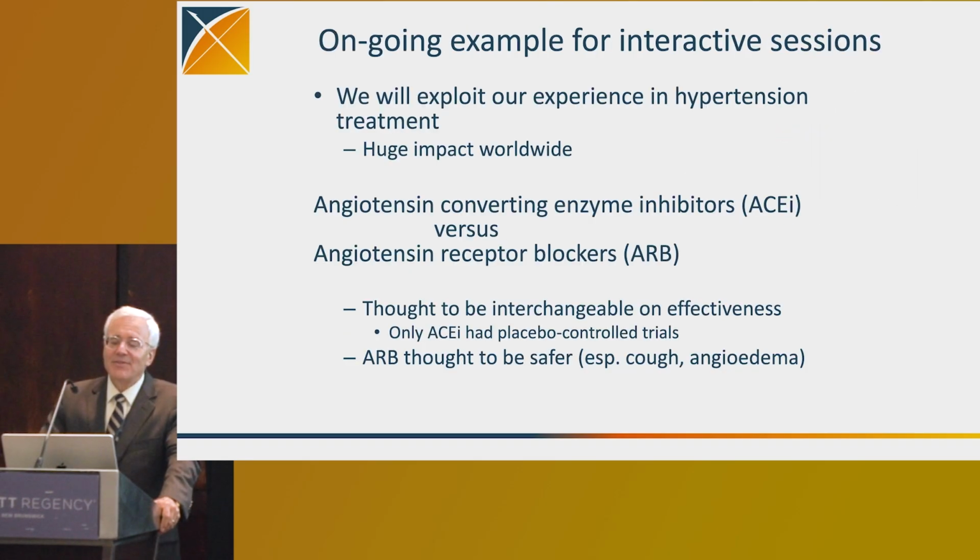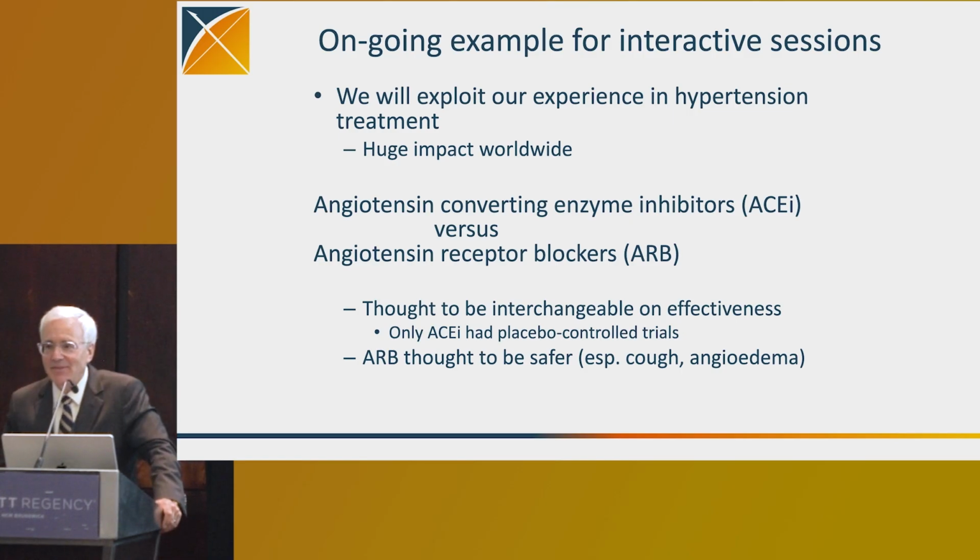Now for our interactive sessions, we picked an example that we can use. So we'll exploit our experience in hypertension treatment, which has had, as I said earlier, a huge worldwide impact. We're going to compare angiotensin-converting enzyme inhibitor drugs, ACE inhibitors, to angiotensin receptor blockers, or ARBs. They're thought to be interchangeable on effectiveness. So when you take a hypertension drug, your hope is to reduce the rate of people having heart attacks and strokes later on.